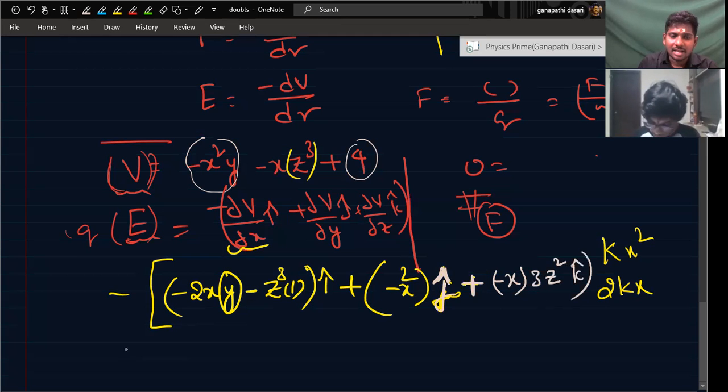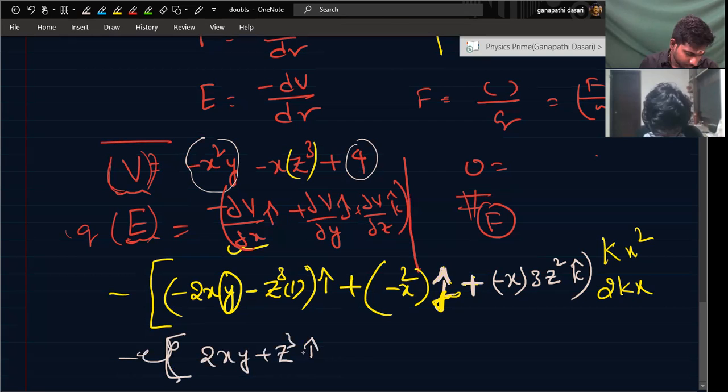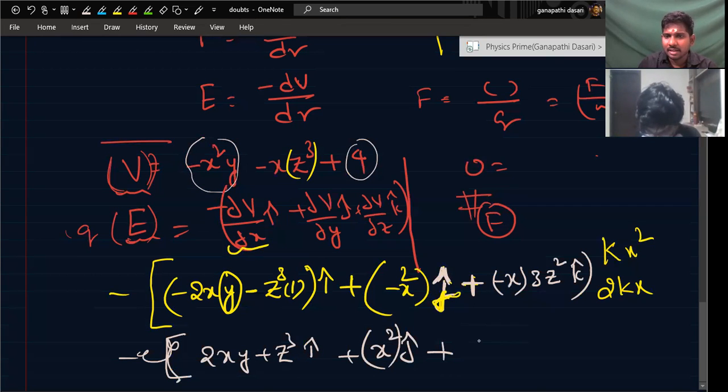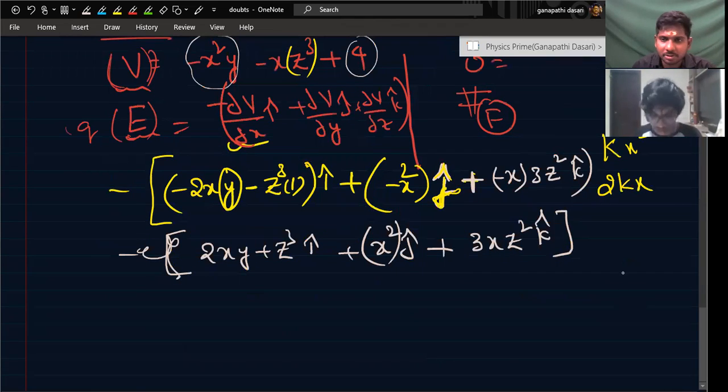Got it. The answer will be, so minus entire minus. If you apply the entire minus to these terms, what will happen? So 2xy plus z cube i cap, right? Plus, minus into minus if you multiply, x square j cap, right? Plus, this minus multiplied gives 3xz square k cap, right? This is option D given in the options here, because I could not display the options here. This is the correct answer.